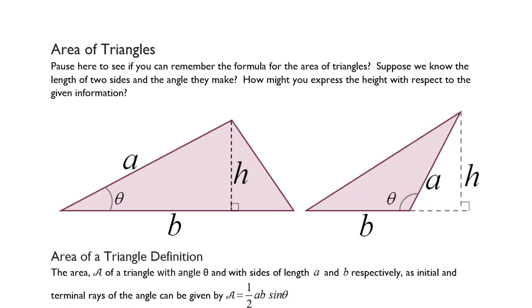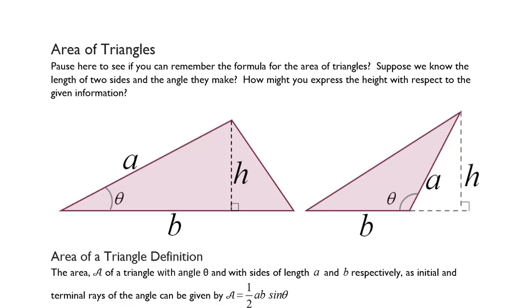Do you remember the formula for the area of a triangle way back from maybe a geometry class or even maybe a pre-algebra class? Suppose we know the length of two sides and the angle they have. How might you express the height with respect to the given information?